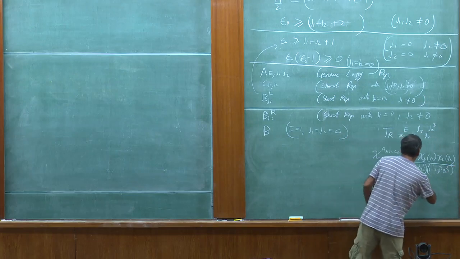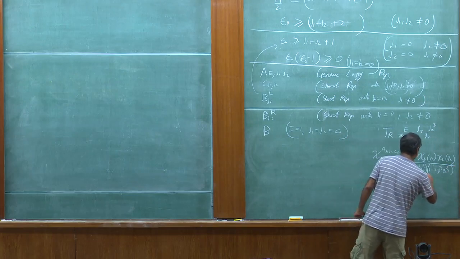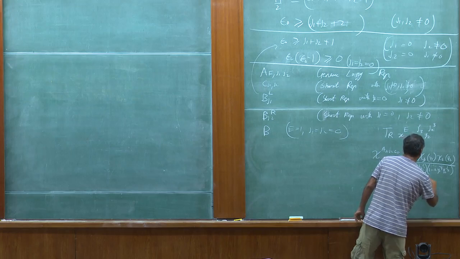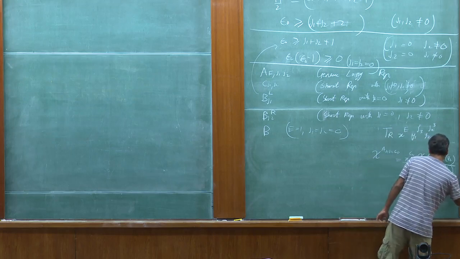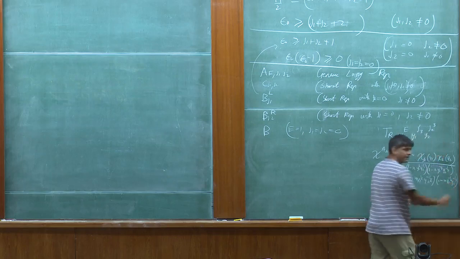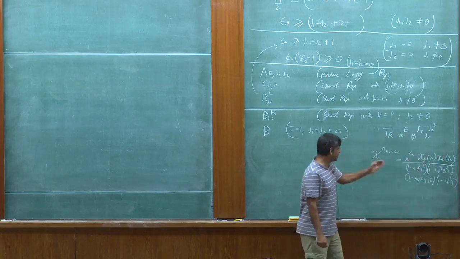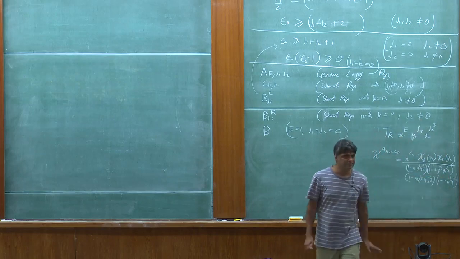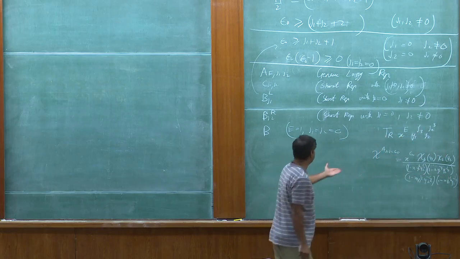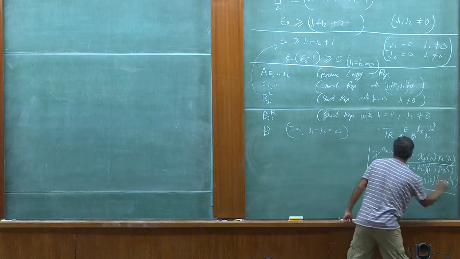Then 1 minus x y1 to the power half, y2 to the power minus half, and 1 minus x y1 to the power minus half, y2 to the power minus half. You understand this? Because these are the charges of each of the derivatives. The derivatives act in an unrestrained way. So it's very simple to write down the character formula for a long representation.